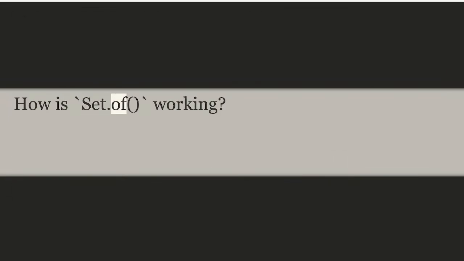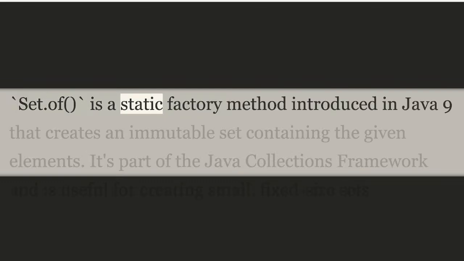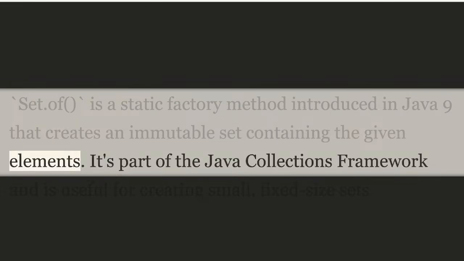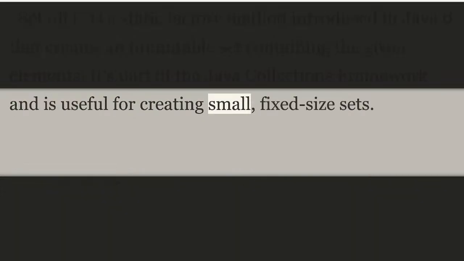How does Set.of work? Set.of is a static factory method introduced in Java 9 that creates an immutable set containing the given elements. It's part of the Java Collections framework and is useful for creating small, fixed-size sets.